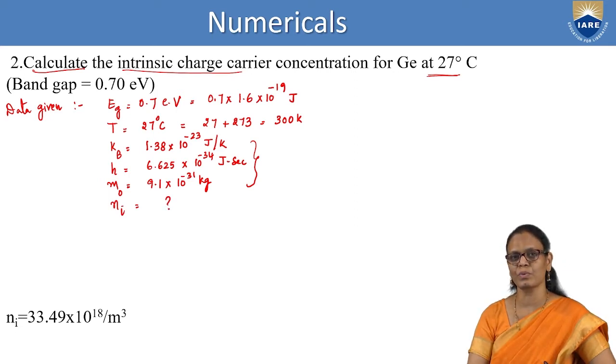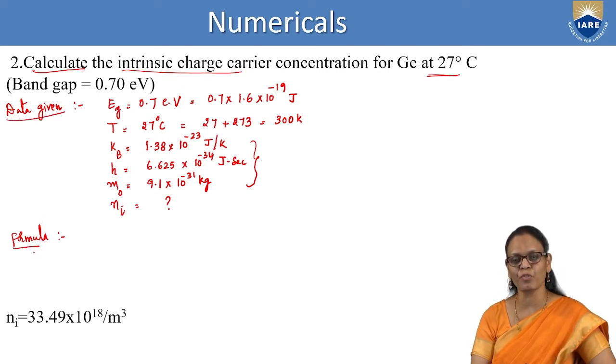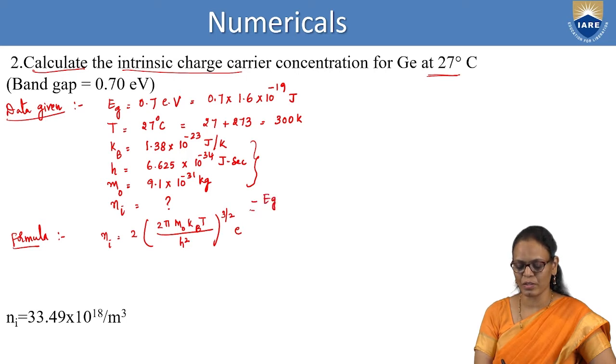What is Ni equal to? So let us write the formula for Ni. So this is the second step. The first step is the data given. Second step is writing the appropriate formula. So what is the formula? Ni is equal to 2 into (2 pi m naught kBT by h square) power 3 by 2 e power minus Eg by 2 kBT.